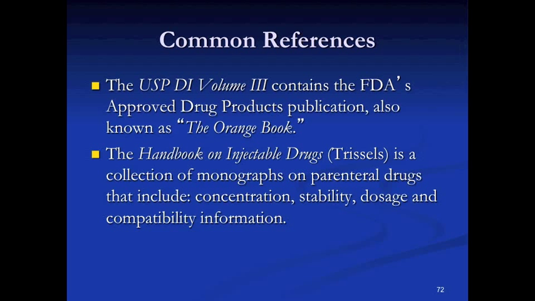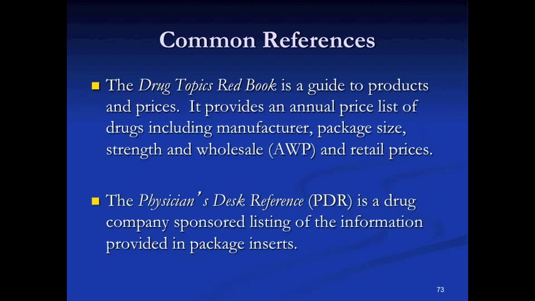The Orange Book is used to determine the therapeutic equivalence of a brand and generic drug. Drugs with Code A are considered equivalent, but Code B drugs are not equivalent. The Handbook on Injectable Drugs, often referred to as TRISSEL's, is a good source to find information regarding preparation, storage, administration, compatibility, and stability of injectable drugs. If you need to know the prices on prescription drugs, OTCs, nutraceuticals, and/or bulk chemicals, the Red Book is a source you need. The Physician's Desk Reference contains info similar to the manufacturer's package insert.